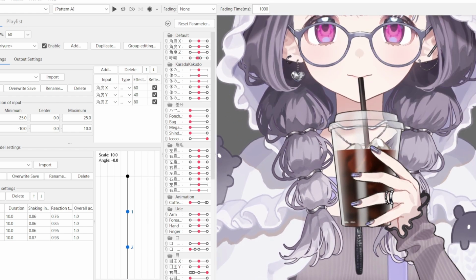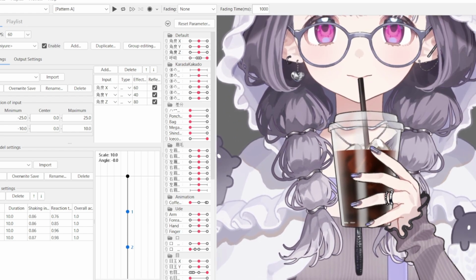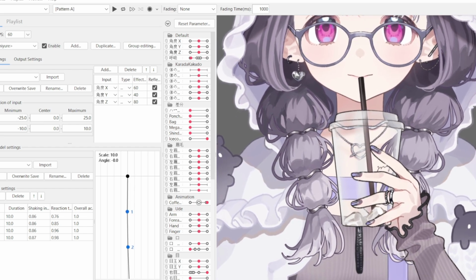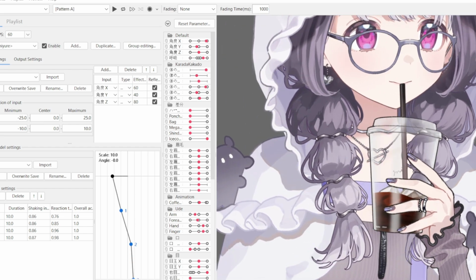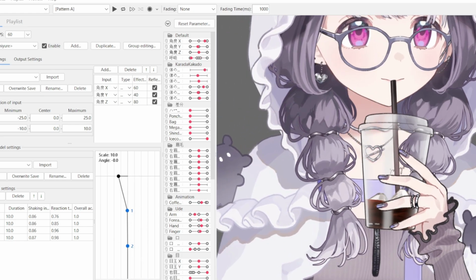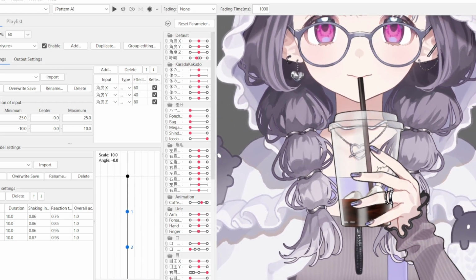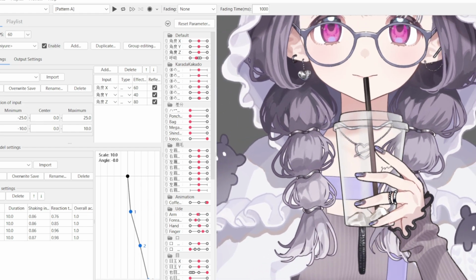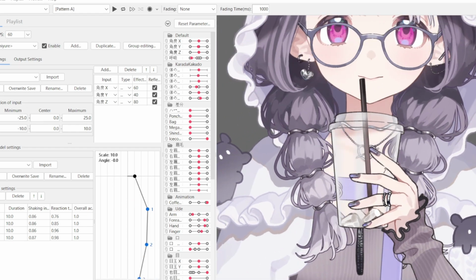And there's also like a coffee drinking animation here. And so it still moves a little bit if there's still coffee in the drink, but if it doesn't move anymore, it's just the ice, but doesn't move anymore.